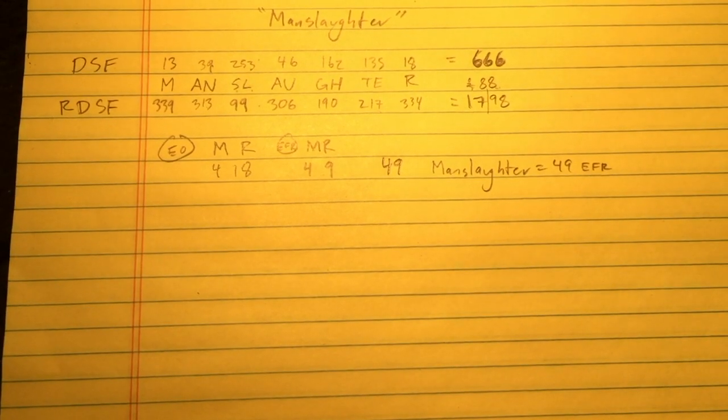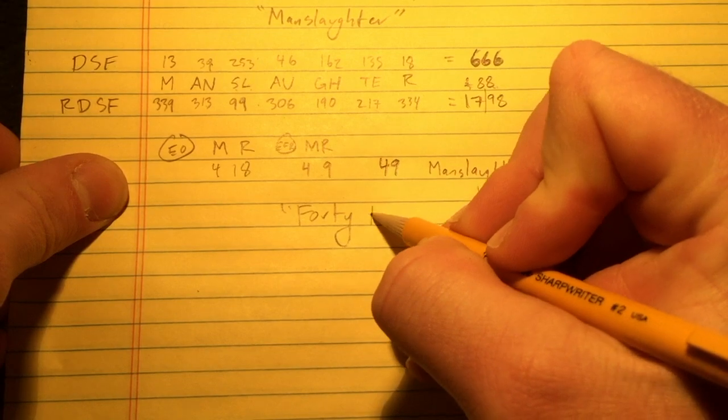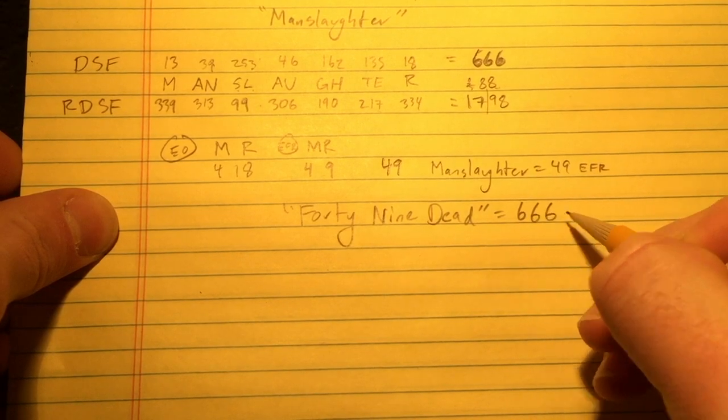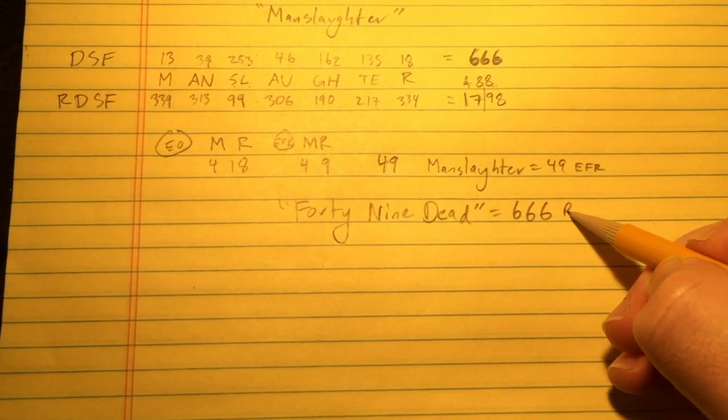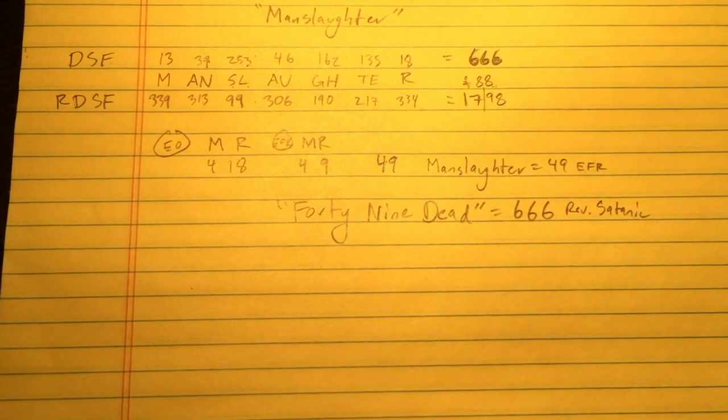Another interesting fact about the number 49 is that the recent shooting in New Zealand, which was of a supposed white supremacist that went and shot up a mosque and ended up killing 49 people, if you write 49 dead, that equals 666 in reverse satanic gematria. So that's just an interesting side note about 666.